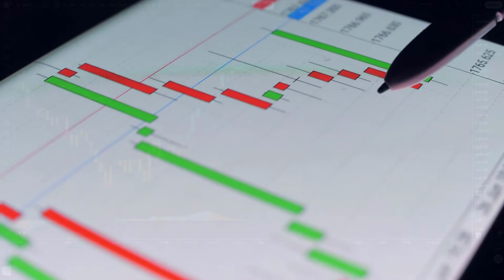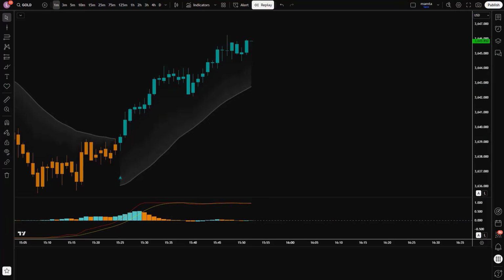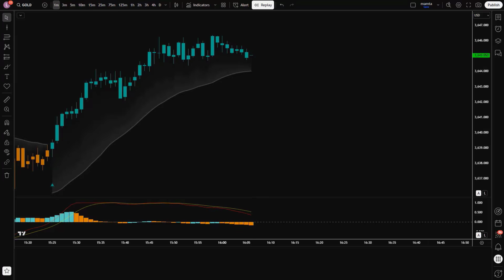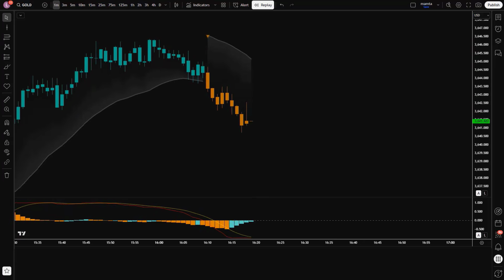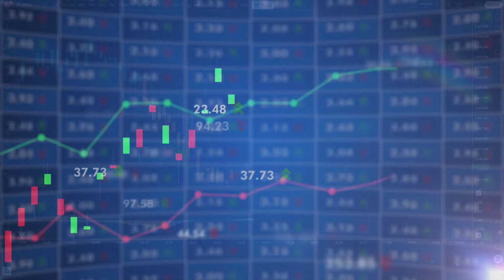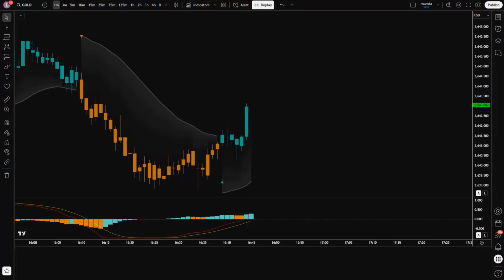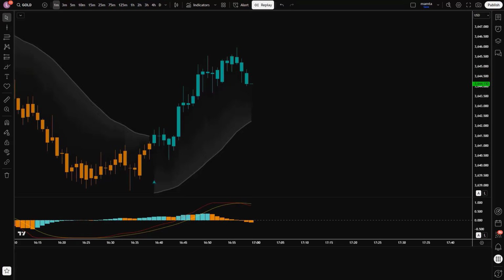Today, we're unveiling the most accurate scalping indicator ever created, and the best part? It's absolutely free on TradingView. Scalping is a trading strategy that focuses on making small profits from minor price changes, and it requires precision and speed. With the right tools, you can maximize your trading potential and achieve remarkable results. So, let's dive in and explore how this incredible indicator can transform your trading experience.